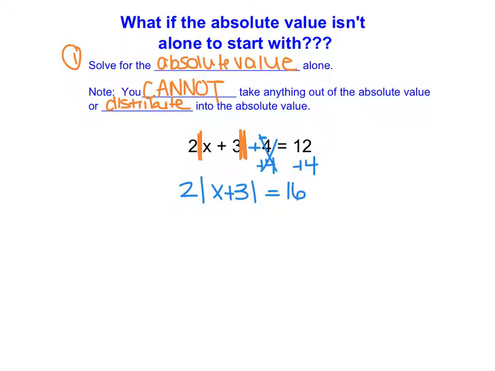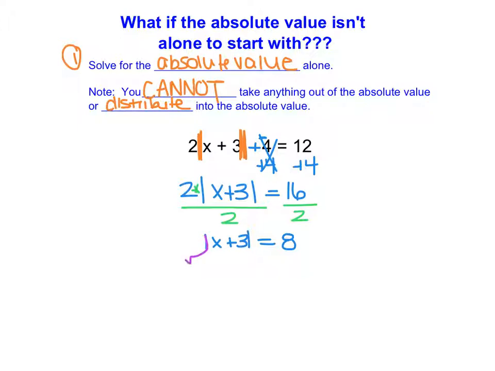Then from here, I want to undo that multiplication of 2. The best way to do that, since I can't distribute in, is I'm going to divide both sides by 2. So I end up with absolute value of x plus 3 is equal to 8. So remember, you cannot distribute in and you can't take anything out of that absolute value. Now that it's by itself, I can apply what I did on the previous slide.